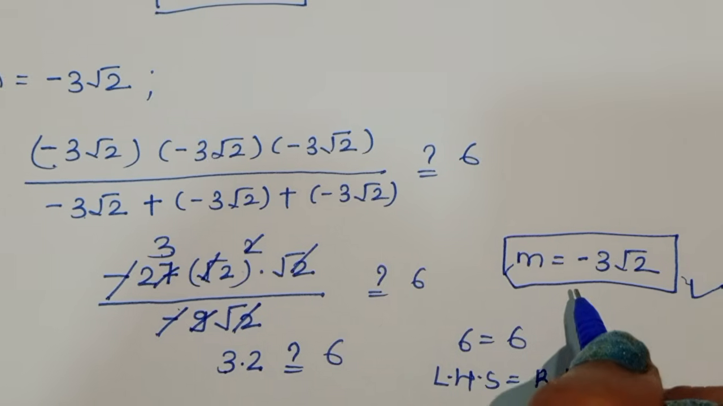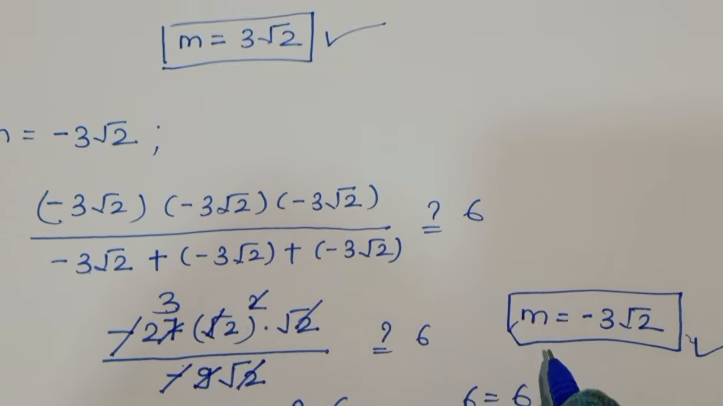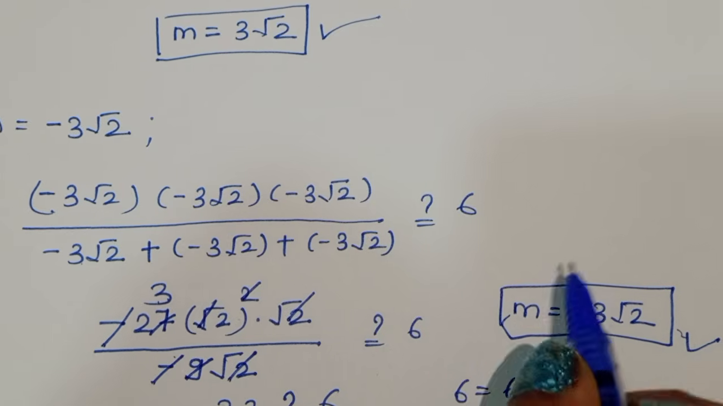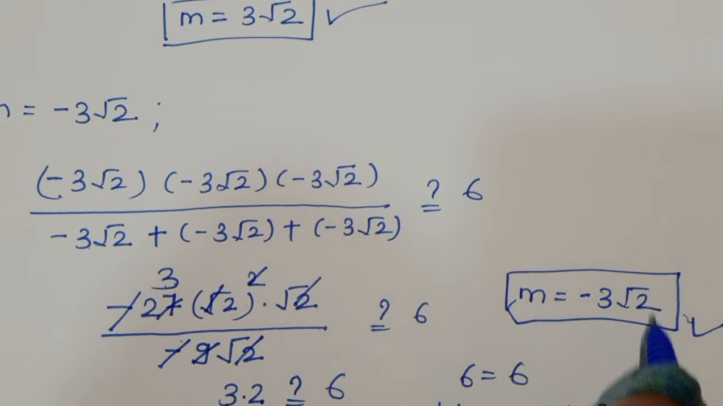So we got two solutions for m: the first one is 3 square root of 2, the positive value, and the second one is minus 3 square root of 2, the negative value.